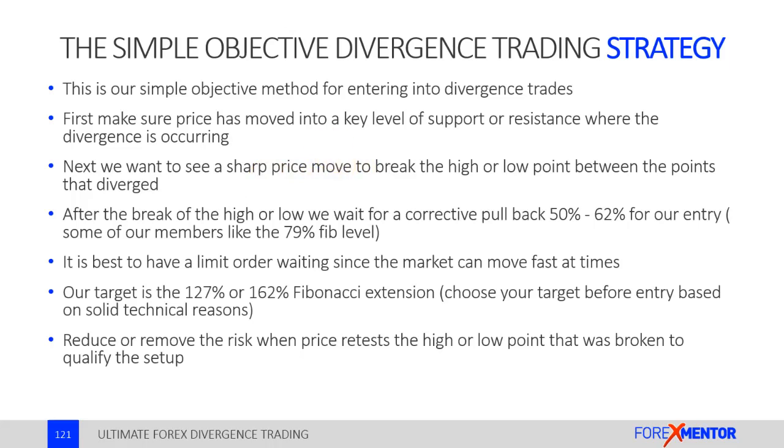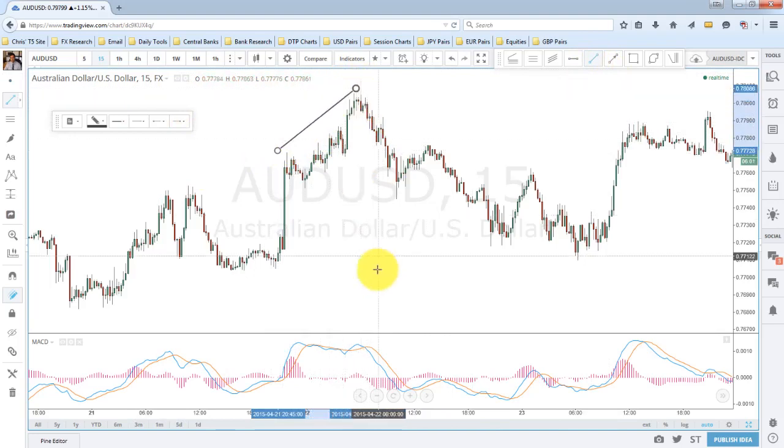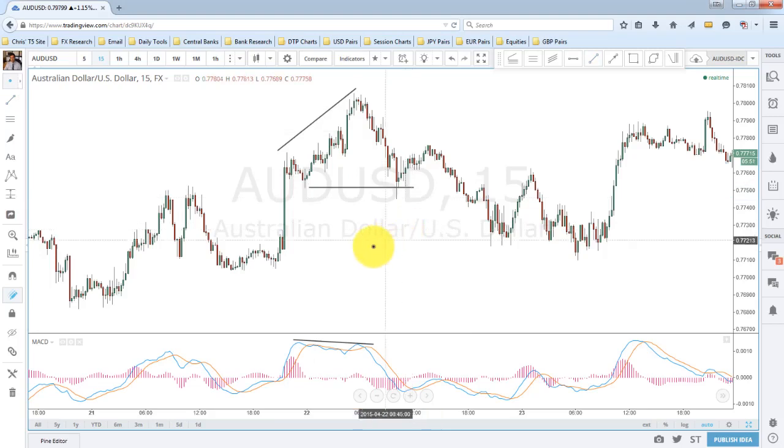All right, so let me go ahead and pull up a chart. Okay, here's our Australian dollar, US dollar. This is a 15-minute chart, and we're going to assume that we are at a level of resistance here. Because I don't have the ability to actually go back and show the level, but we have price moving higher. MACD is cycling lower here. We have a sharp price decline that breaks through this low point. All right, so when you see me qualify a divergence setup on our chart, you're going to see this a lot. You'll see me draw the divergence, and you'll see me draw the point where it qualifies.